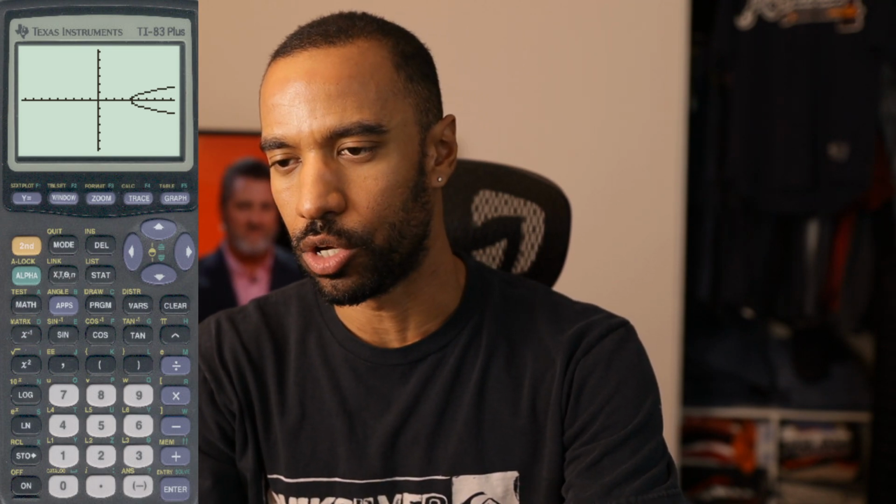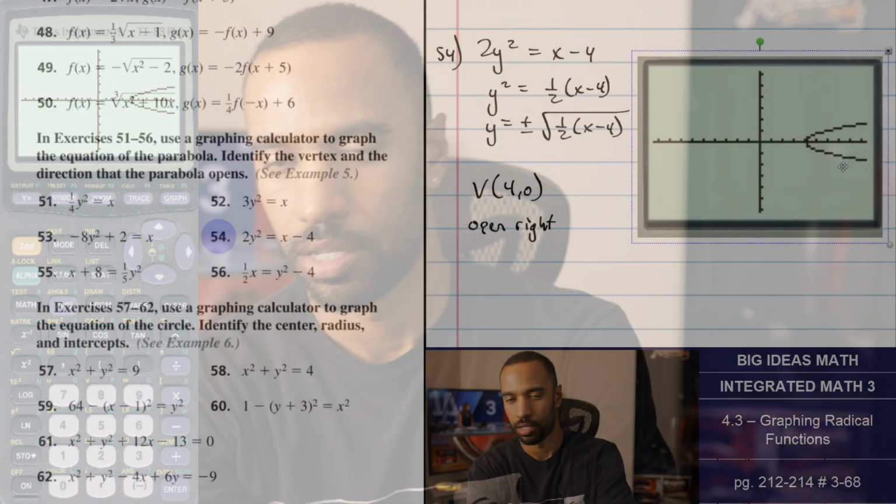So 1/2 times x. That's not an x, that's a times sign. x minus 4, and then negative square root of 1/2 times x minus 4. So there it is at 4, 0, and it's opening to the right. There's your graph. Again, a rightwards facing parabola, and we need both equations for that to actually show up.